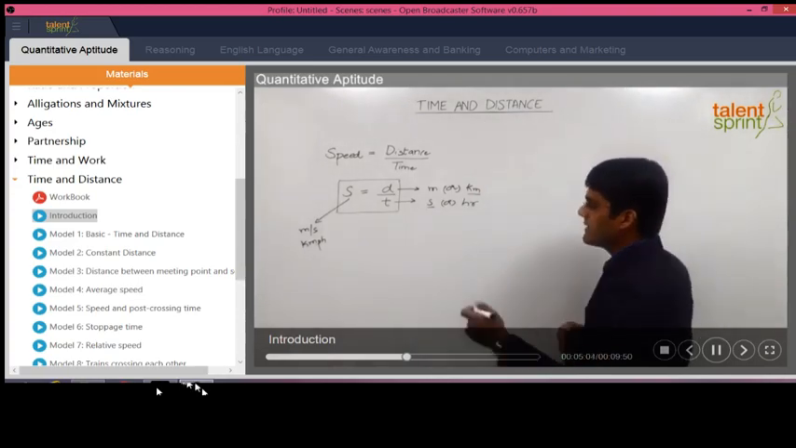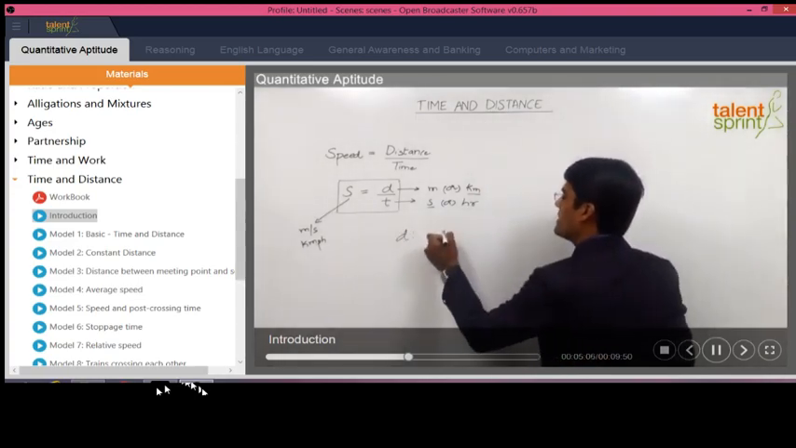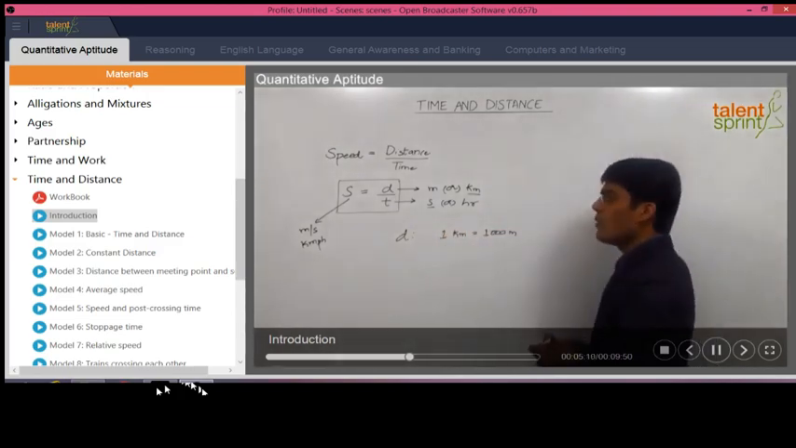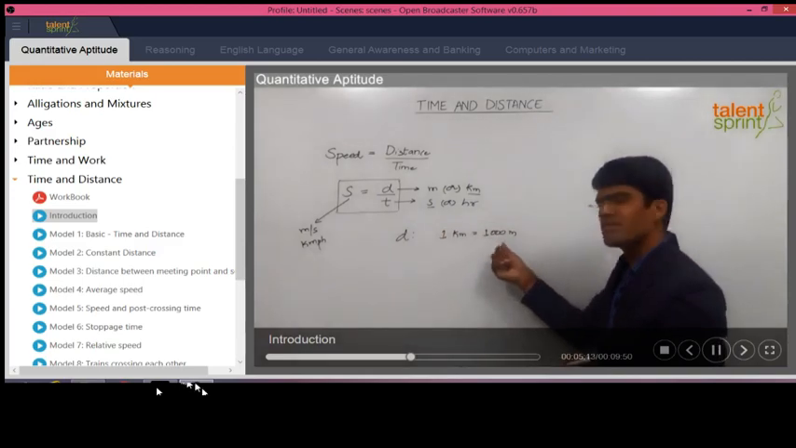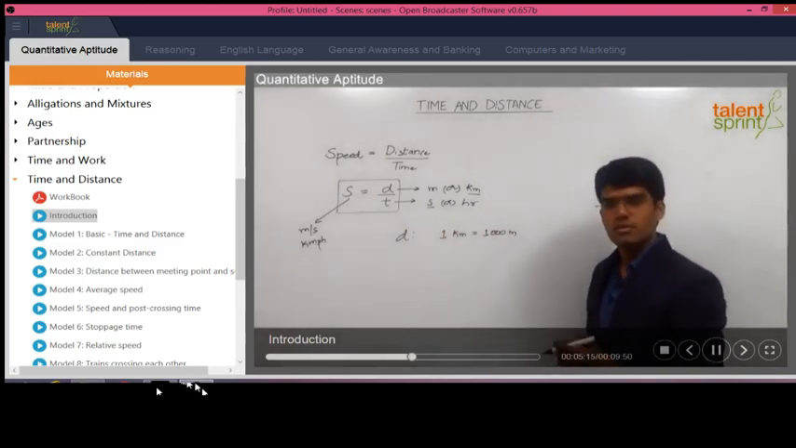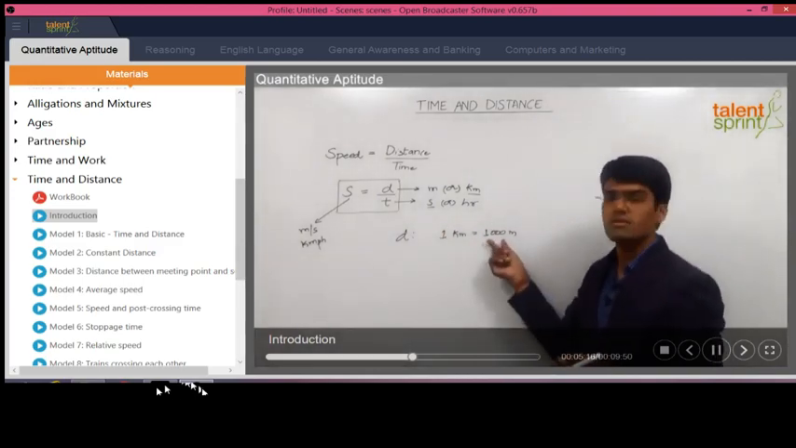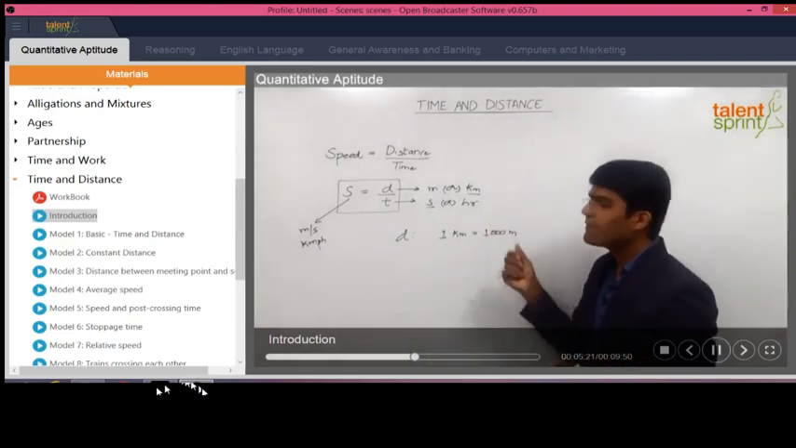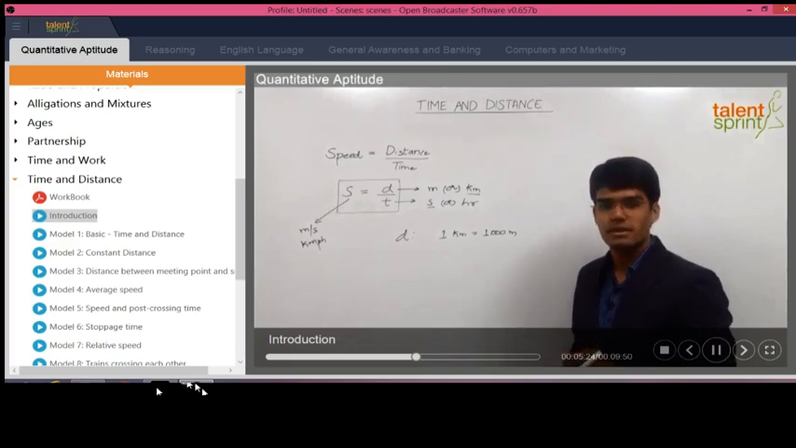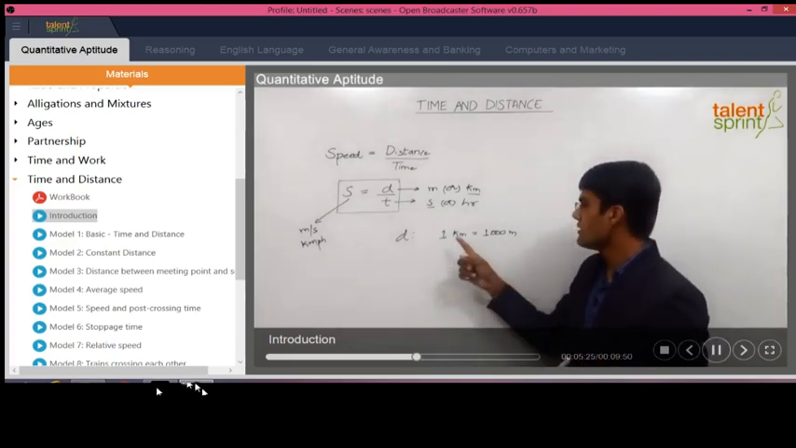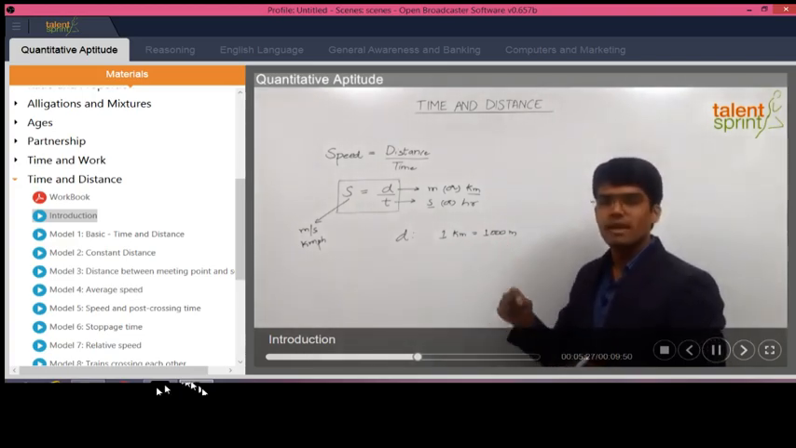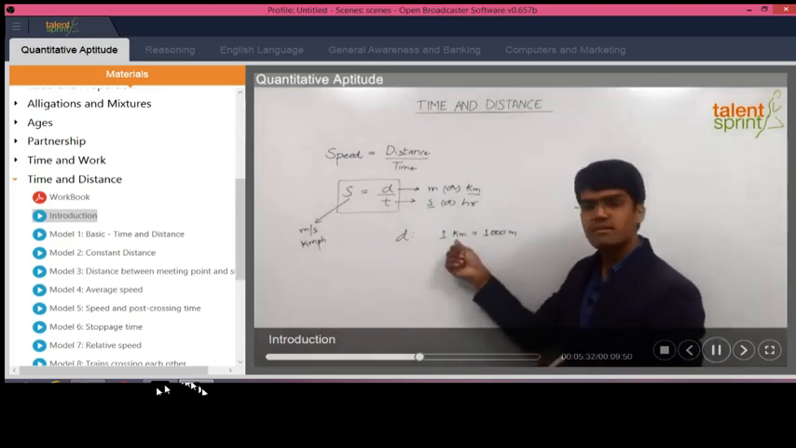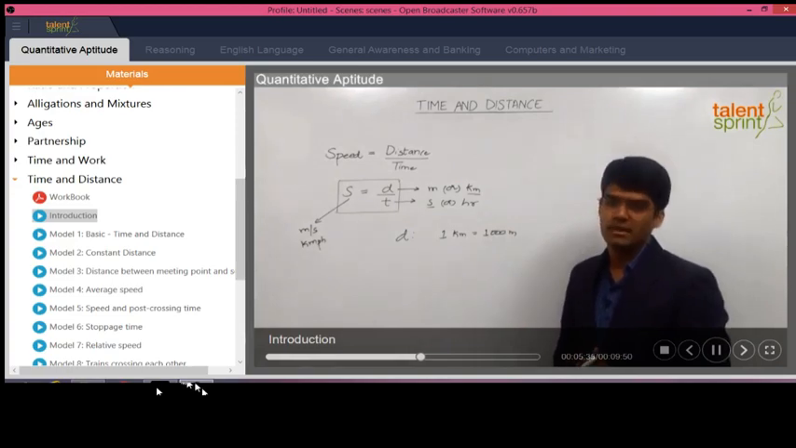Now let us start with distance. We know that 1 kilometer is nothing but 1000 meters. So this is how we can always convert kilometers to meters or meters to kilometers. Suppose the distance is 2 kilometers, it will be 2000 meters. If the distance is 3.5 kilometers, it will be 3.5 into 1000, that is 3500 meters. So whenever we have to convert kilometers to meters, we can multiply the given value with 1000. And whenever we have to convert meters to kilometers, we can divide the given value by 1000.